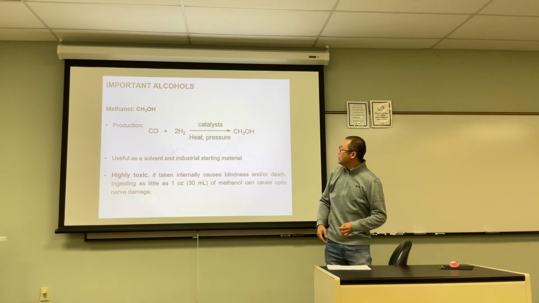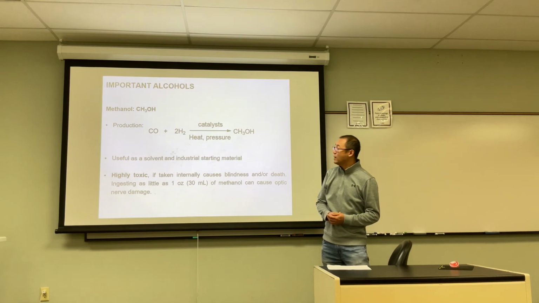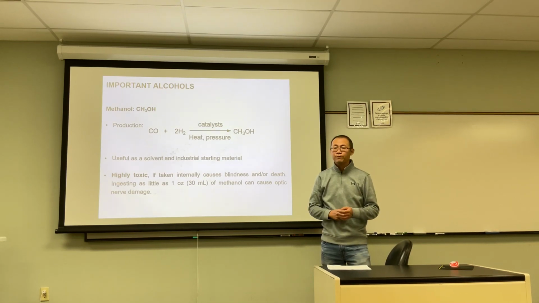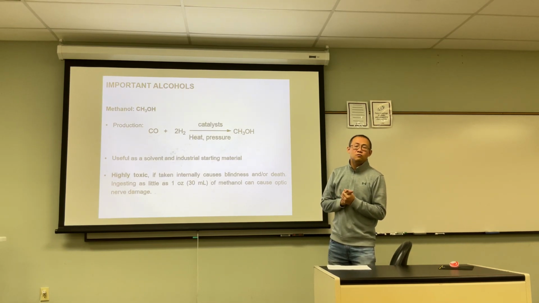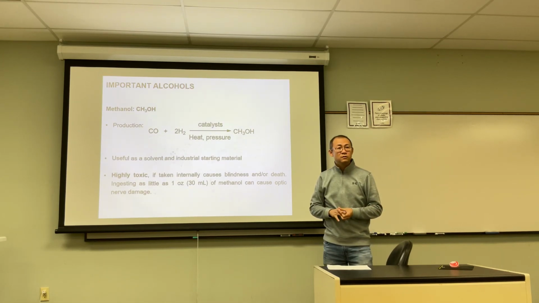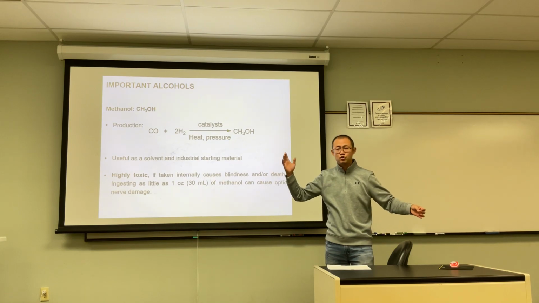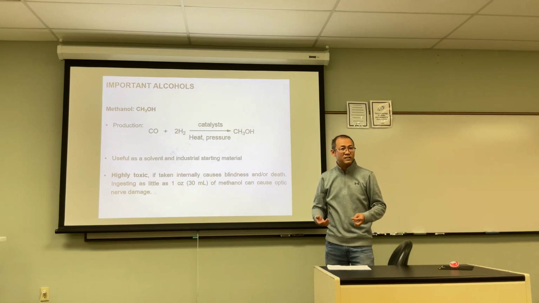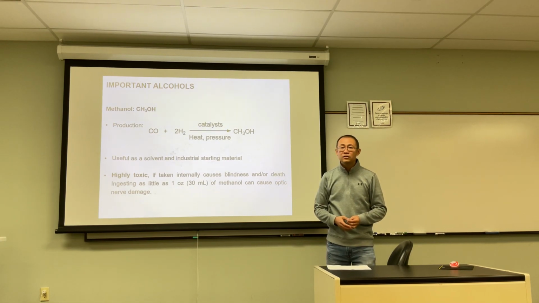The first one is the simplest alcohol, with only 1 carbon, methyl bonded to the OH. We call that methanol. Methanol is one of the most important industrial solvents. We use it a lot in our lab as well, and you will use that too. It's cheap, that's why we use it in huge quantities as a solvent. It's effective. However, methanol is very highly toxic.